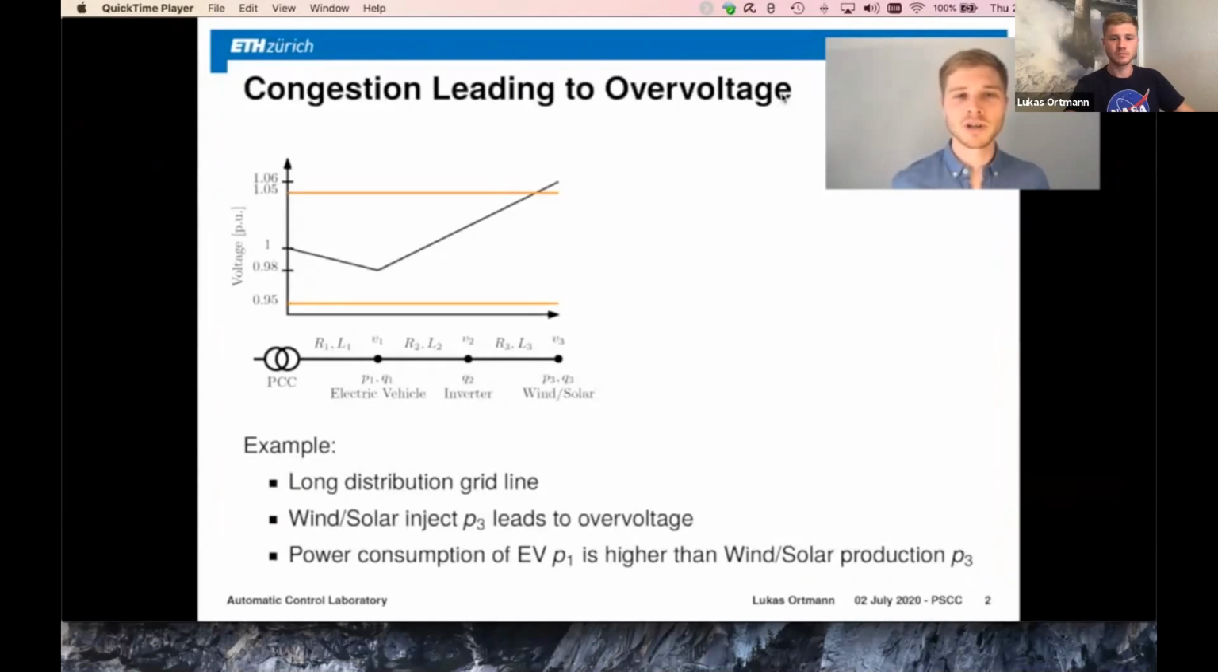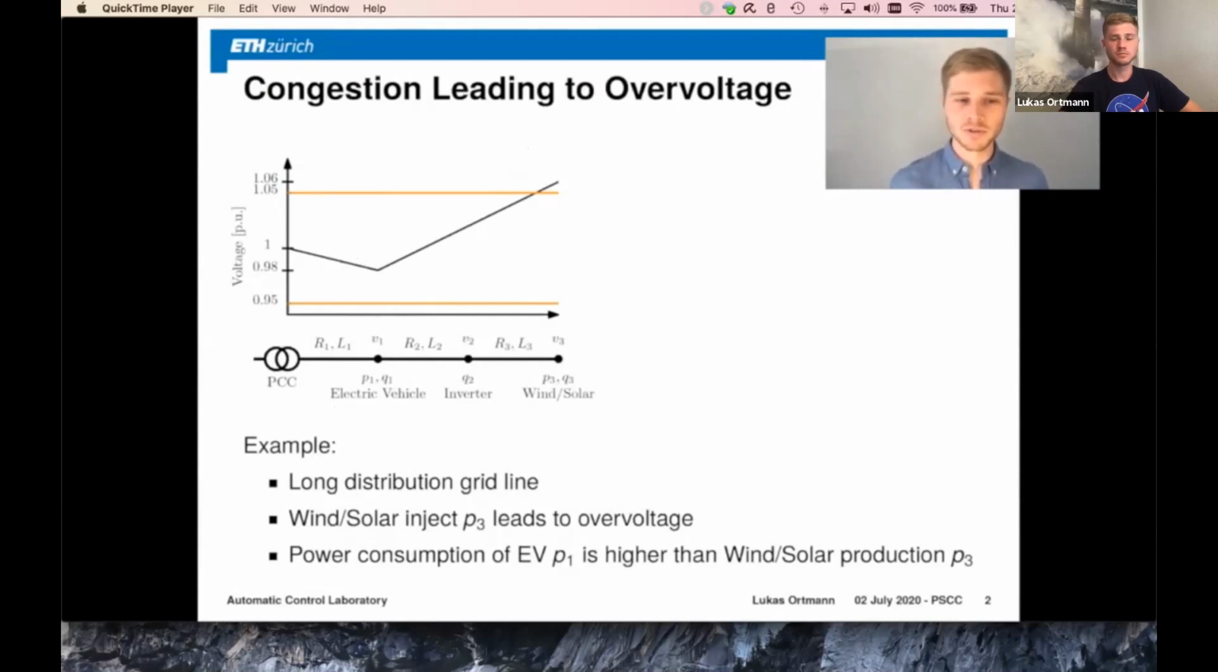Let's start off by analyzing the problem that we actually want to solve. Imagine you have a distribution grid that is a point of common coupling and then a really long distribution line where we have a wind or a solar farm at the end or some kind of active injection that leads to a high overvoltage at the end of this line. At the same point, imagine you have an electric vehicle that is charging, and therefore we have an undervoltage here on the line.